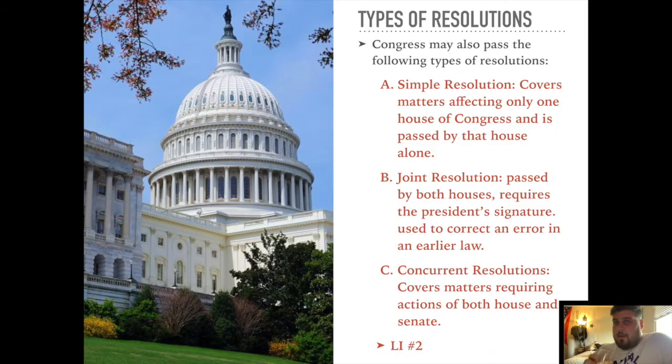The second thing here, types of resolutions. Congress may also pass the following types of resolutions. Number 1, or the letter A here, is a simple resolution. It covers matters affecting only one house of Congress and is passed by that house alone. So if the Senate's having an issue with something, they're going to be the one who brings in a simple resolution and tries to solve it in-house.